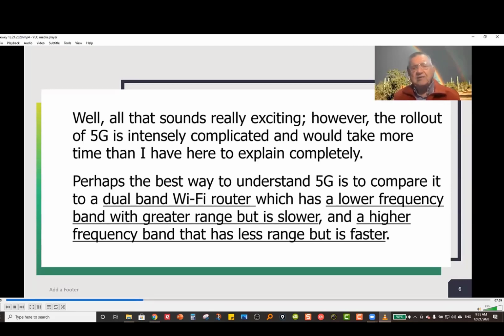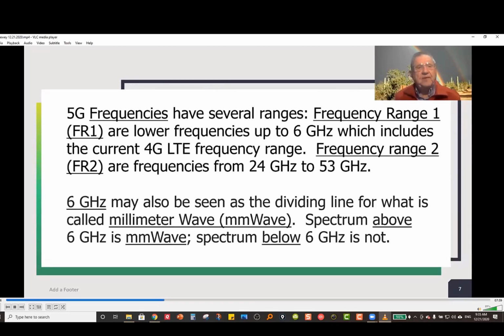Perhaps the best way to understand 5G from a global view is to compare it to a dual band Wi-Fi router. Many of you have one of these. This has a lower frequency band with greater range, but it's slower in speed. And it has a higher frequency band that has less range, but is faster.